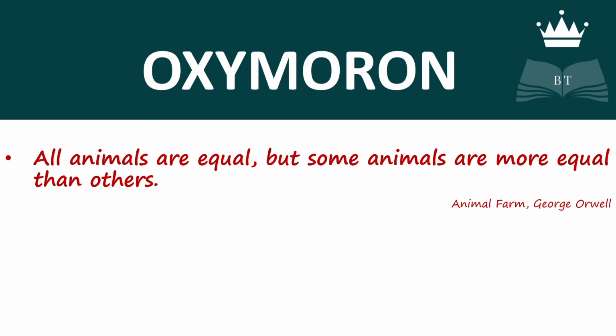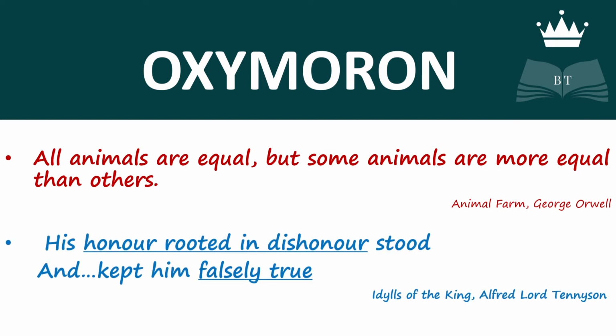So in this example that I've just shown you, if I said something like all animals are equal, it wouldn't be an oxymoron. But because I've added some animals are more equal than others, I've obviously contradicted myself. Another example of oxymoron is his honor rooted in dishonor stood and kept him falsely true. So we can see here a series of words that have opposite meaning: honor, dishonor, falsely true.